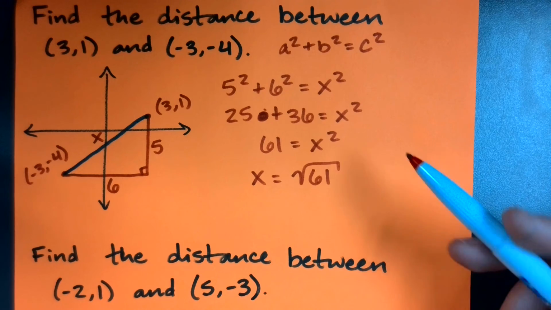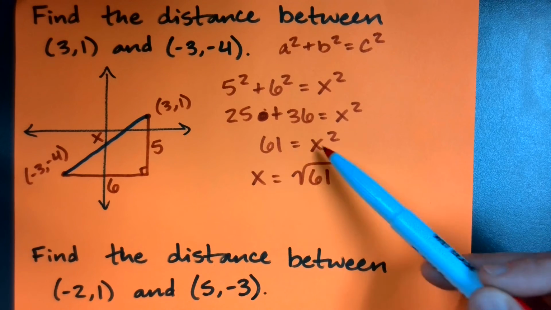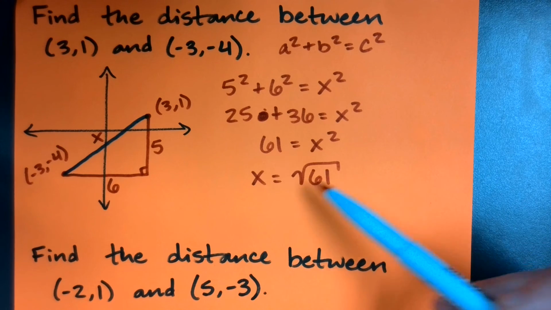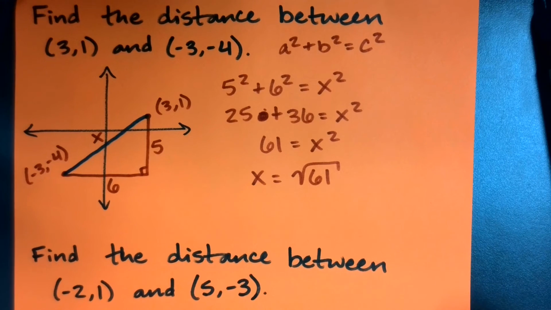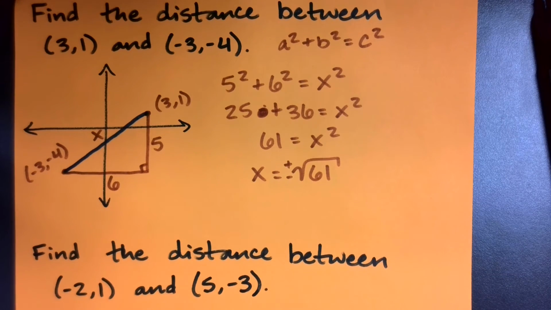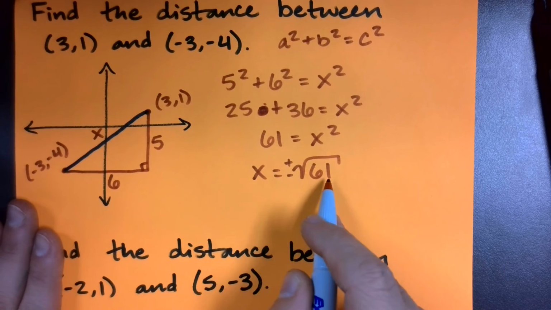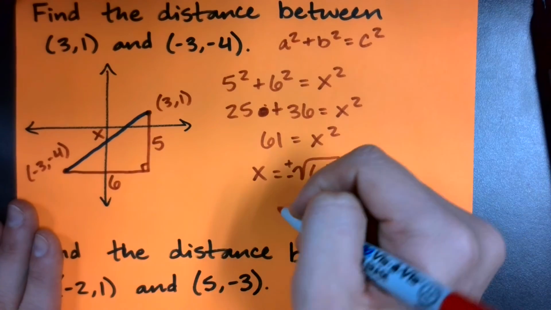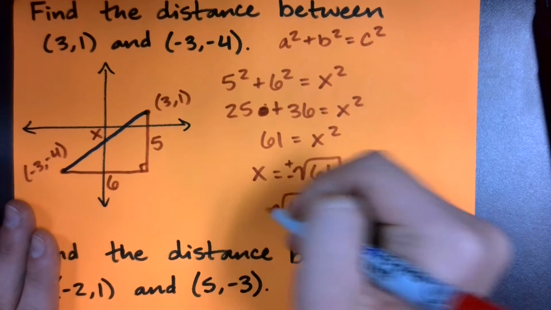Why in this case do I not have, I took the square root of both sides, so why do I not have a plus or minus square root of 61? Because technically it is, really. Since we're talking about distance, we have to use a little bit of common sense here to say, okay, whenever I take the square root of both sides, technically x would be plus or minus the square root of 61, but I'm talking about a distance, so it's just the square root of 61.